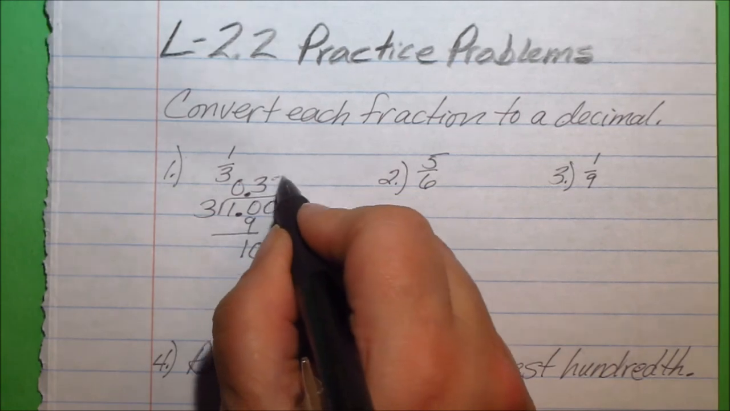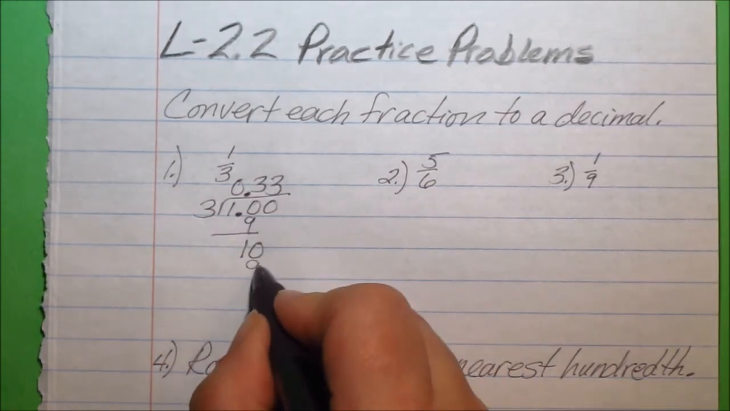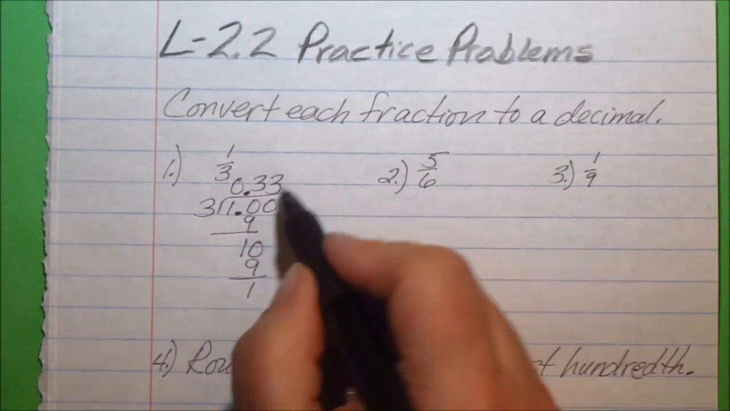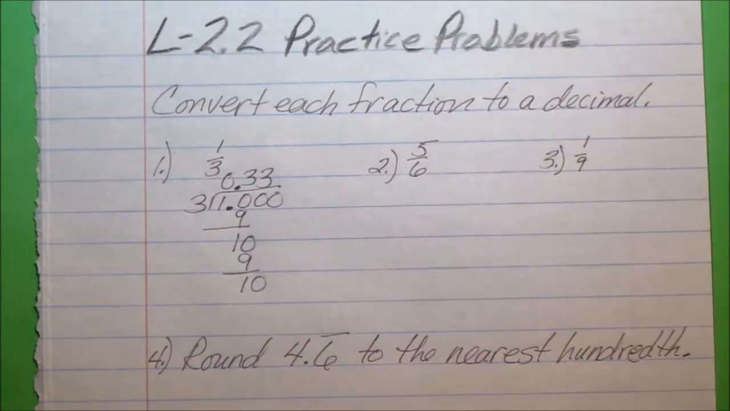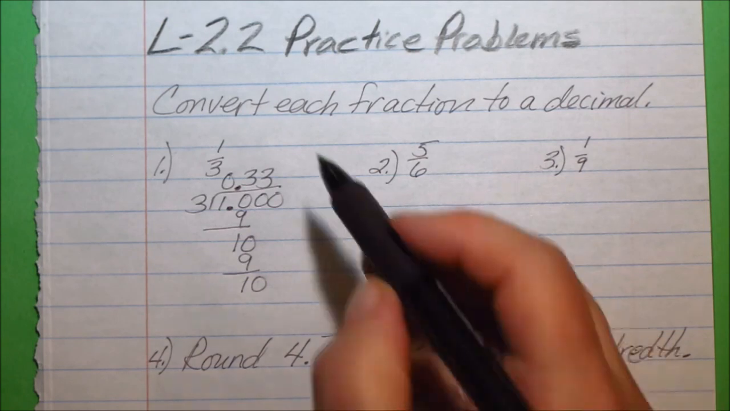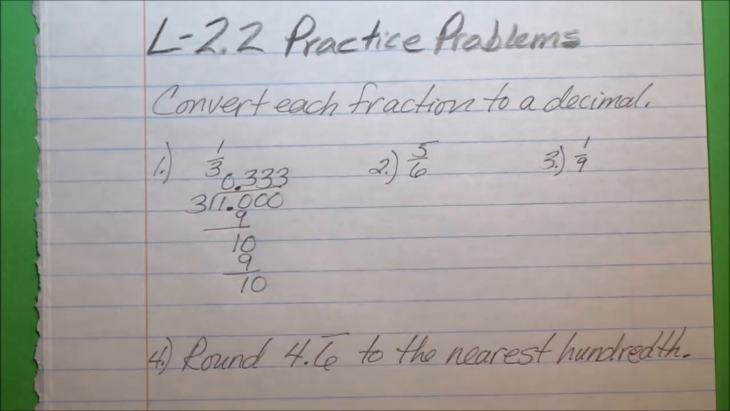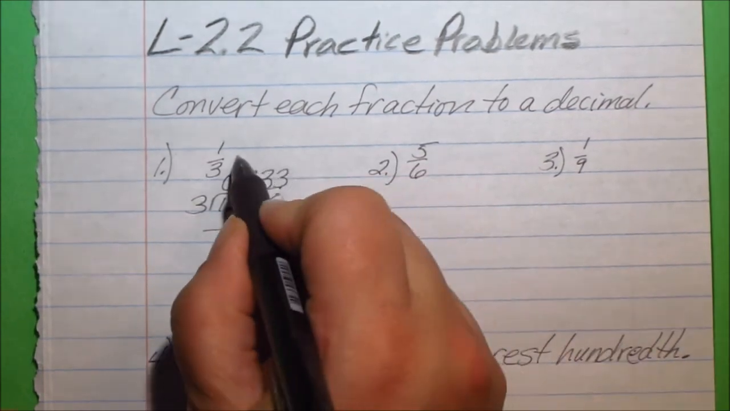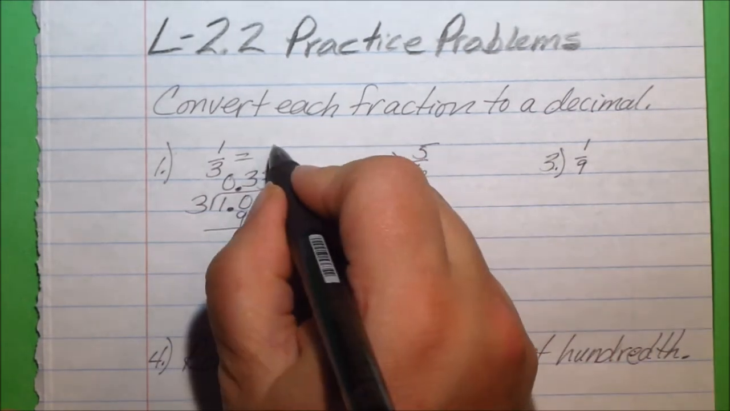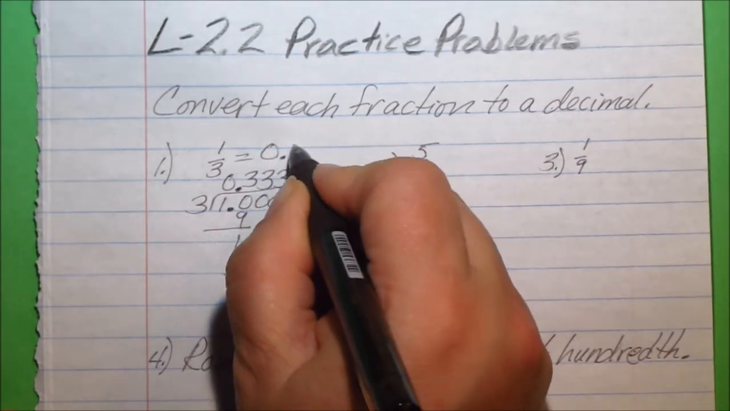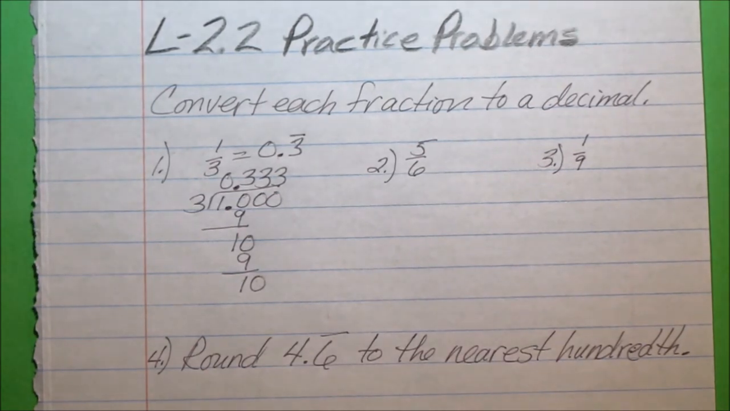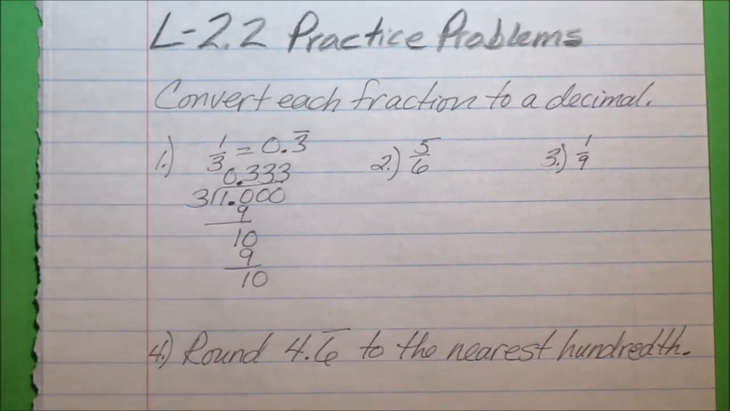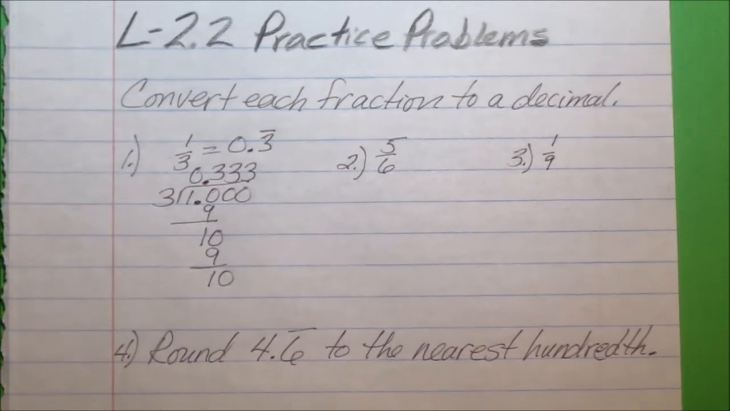3 goes into 10 3 times. 3 times 3 is 9. When we subtract, we are left with 1. So we add another 0 and bring it down. Can you see the pattern? Yes, it's going to go on and on and on. All right, so what we would do here is 1/3 is equal to 0.3 repeating, with the repeating bar over it. All right, okay, so number 2.